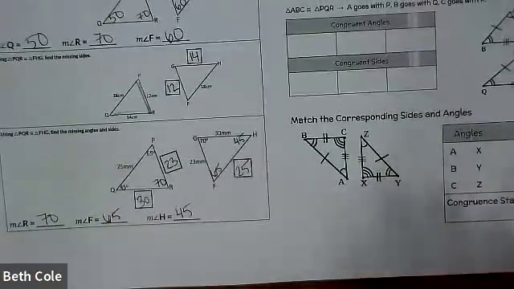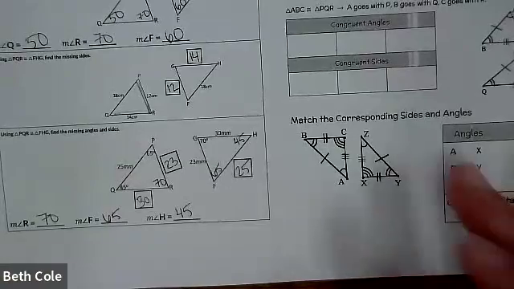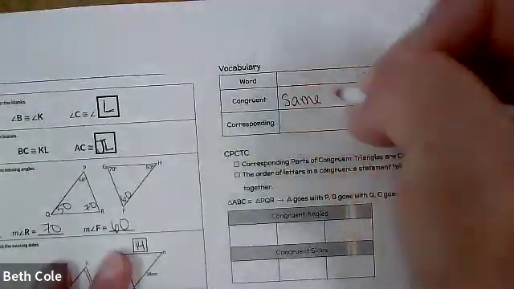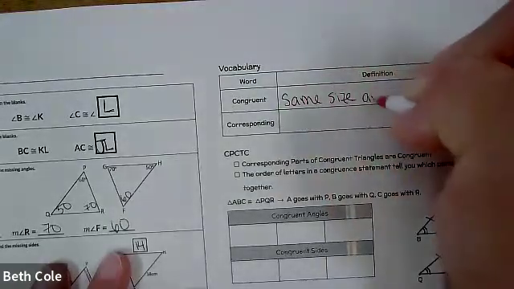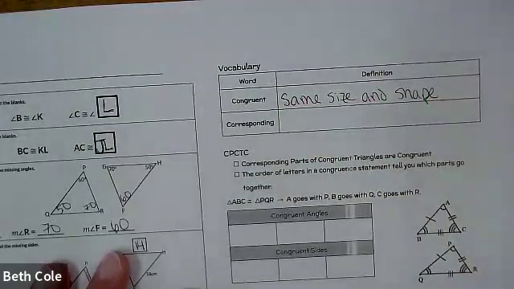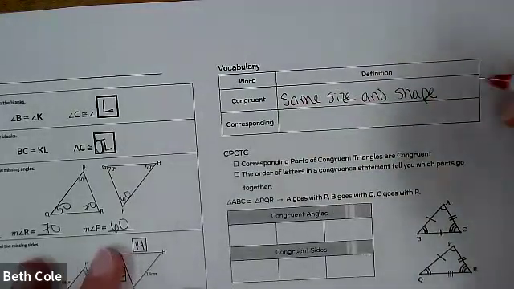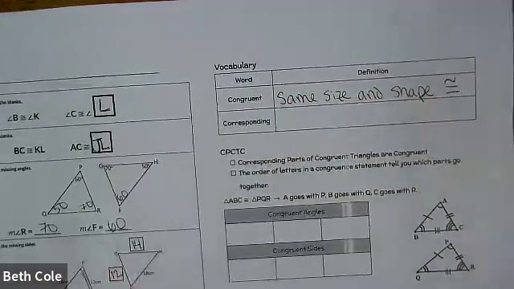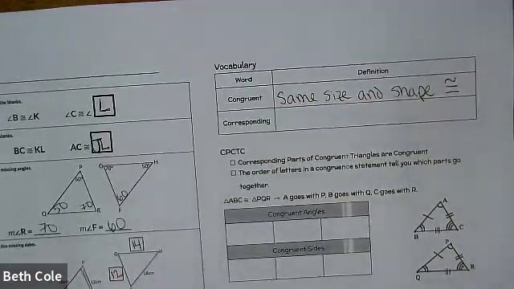All right. So putting in the vocabulary, I said this verbally already, but we're just going to officially write it down. Congruent means same size and shape. And we're doing triangles, so the shape will be a triangle. And this is your symbol for it. It's an equals with that little tilde over it. That means congruent. So when you see that symbol, that's what that means.